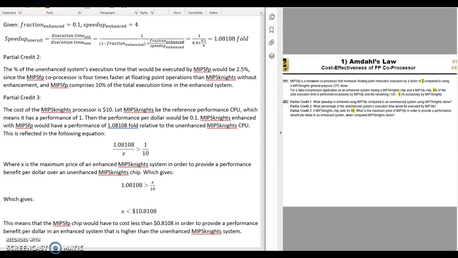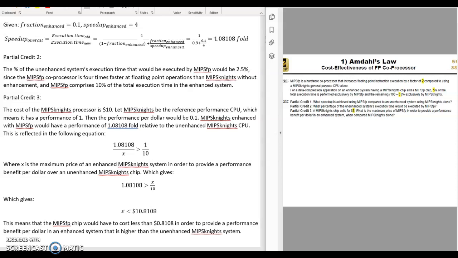For a data compression application on an enhanced system having a MIPS NICE chip and a MIPS FP chip, 5%, or in my case, yet again, 10% of the total execution time is performed exclusively by MIPS FP, and the remaining 90% in my case, exclusively by MIPS NICE.